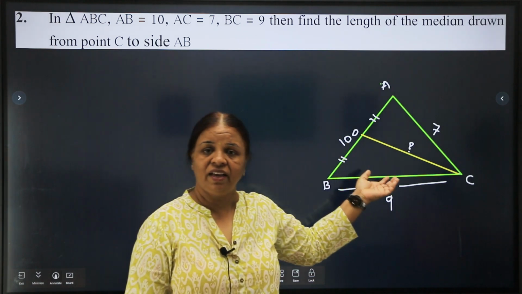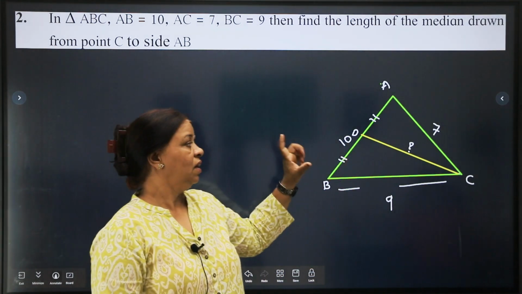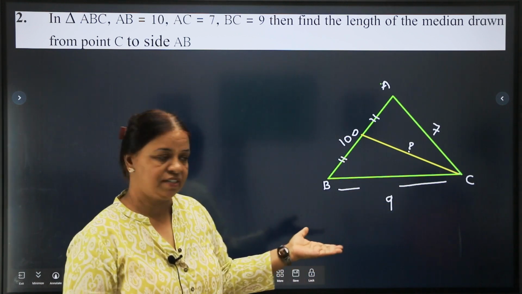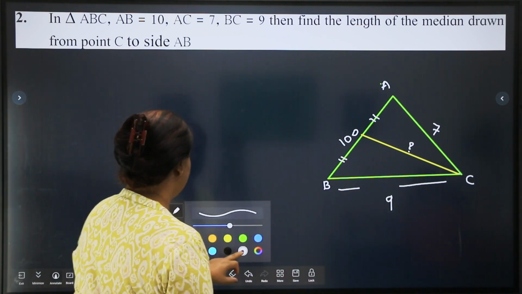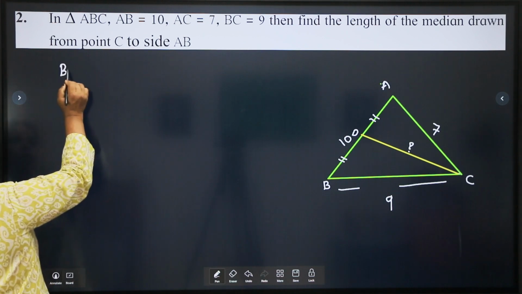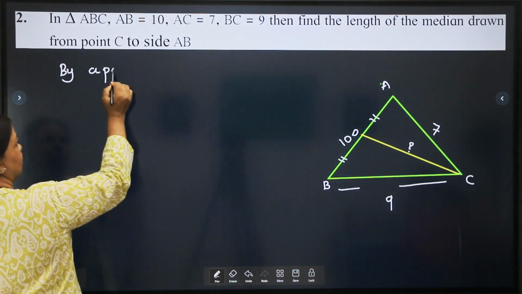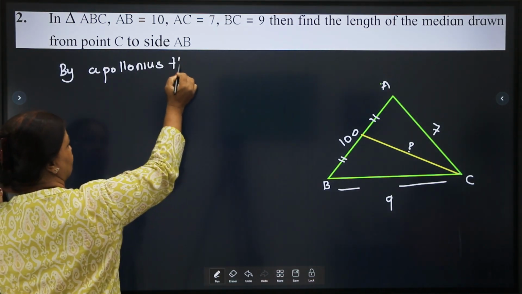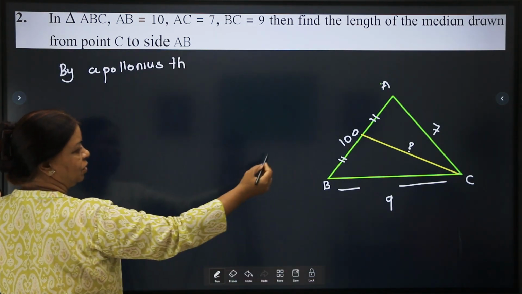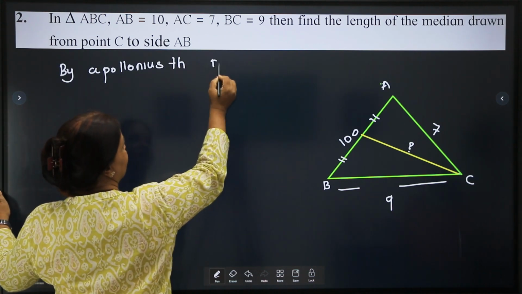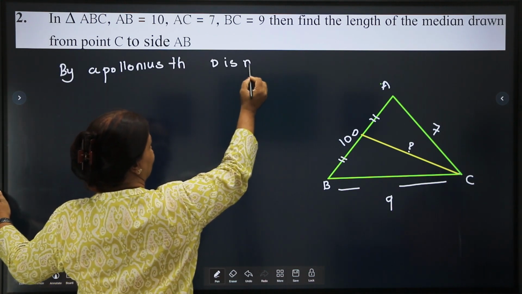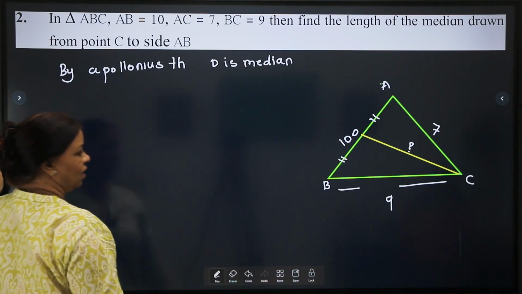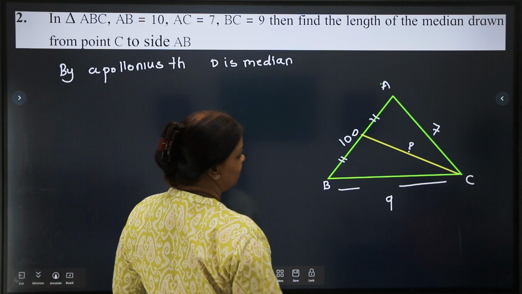As again, there is a median and we need to find out the length of the median, we will be using Apollonius theorem. So therefore, by Apollonius theorem, why can Apollonius theorem be used? Because D is the median given, and we can use Apollonius theorem to find the length of the median. So what does Apollonius theorem say here?